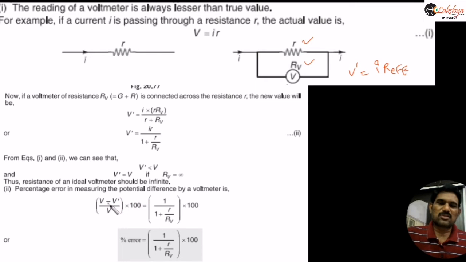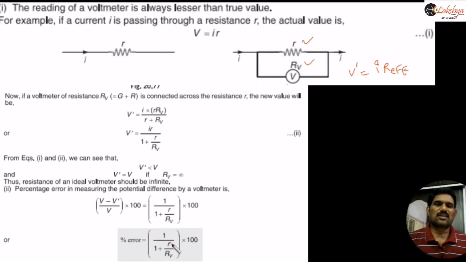Then you can substitute this V' and V values here, so you will get this expression. V is nothing but IR, and V' is nothing but this expression you can substitute there. From this you will get 1 by (1 + R/RV). Now this is nothing but our percentage error here.